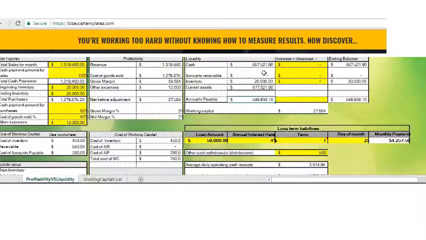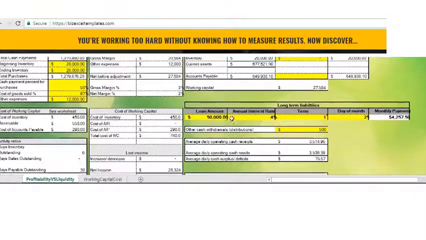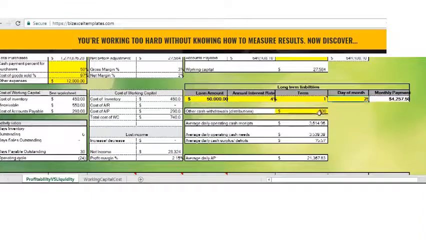At the same time, he has no accounts receivable and only has ending inventory of $20,000. So he's turning his inventory pretty well. Even though it's a low margin business, he's pretty good at turning over his inventory, so things are working in his favor. There's a loan of $50,000, which is paying $4,257 a month, and he pays that on the 25th day of the month. There's other cash he pays himself, $500 a month.